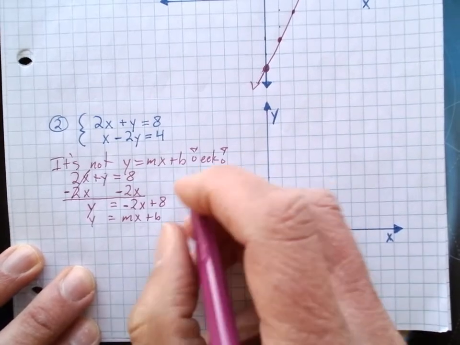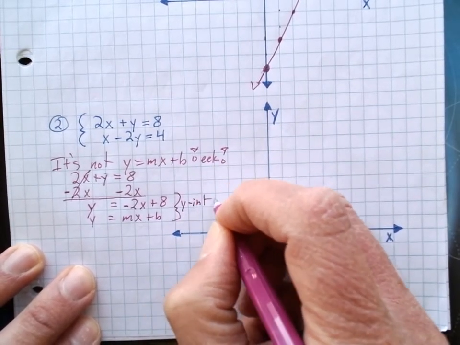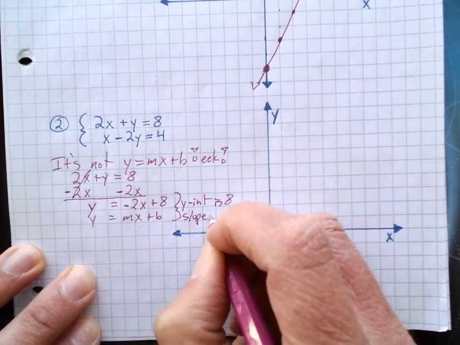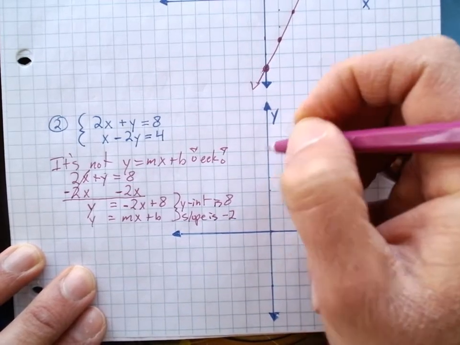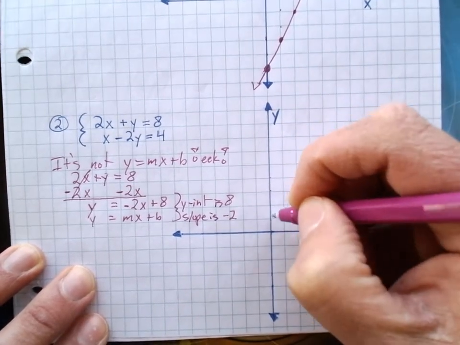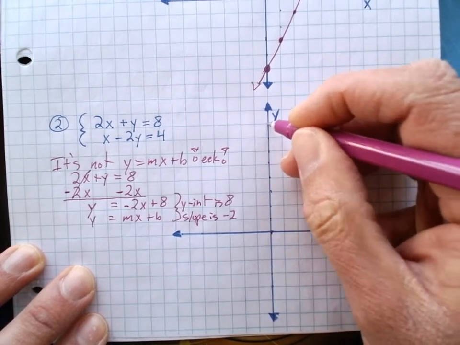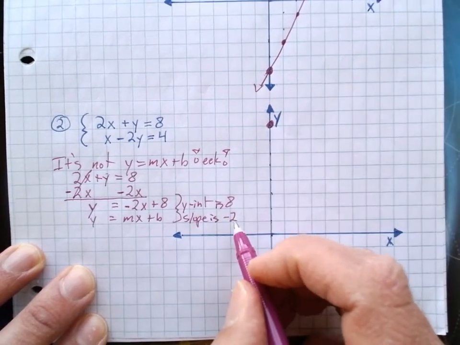So my y-intercept is 8. My slope is negative 2. All right, so now let's go. Okay, 8. So here's the origin. I count up 1, 2, 3, 4, 5, 6, 7, 8. Make a point.